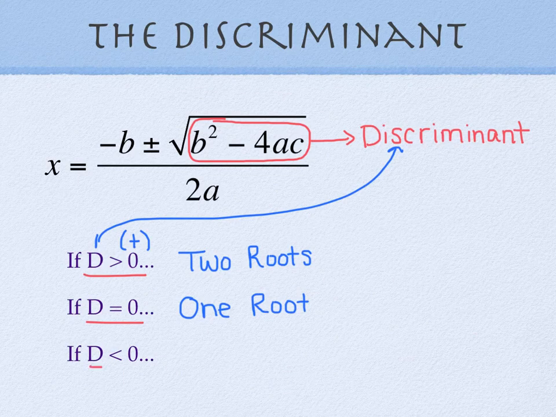And if the discriminant comes out to be less than 0, which again is another way of saying negative, then you're taking a square root of a negative number. Not possible. So that's when you would have 0 roots.